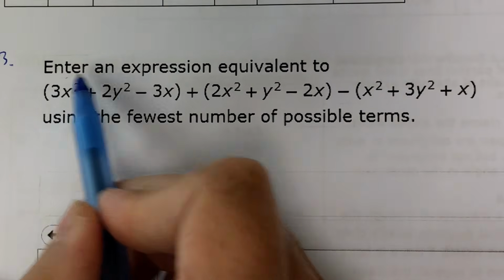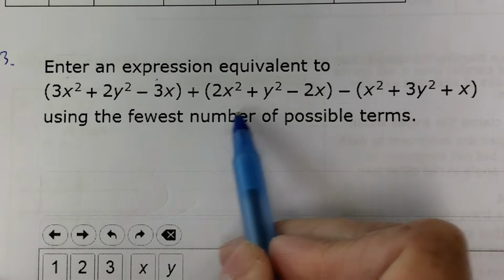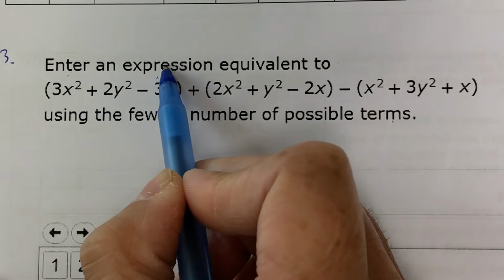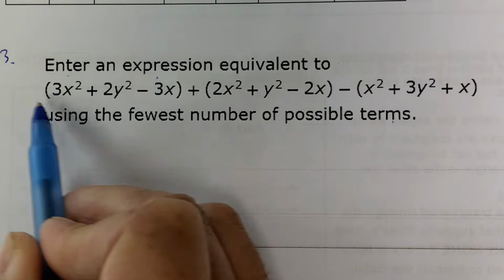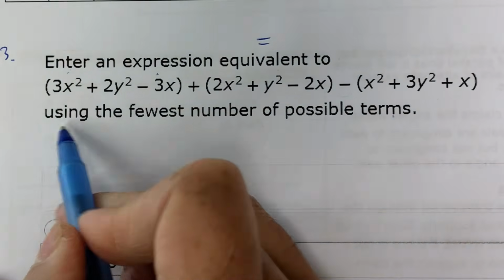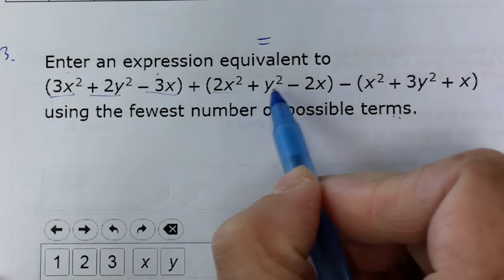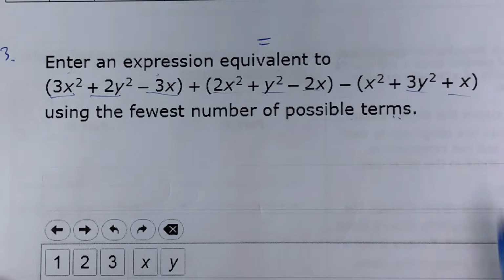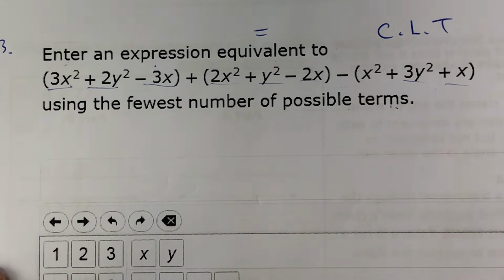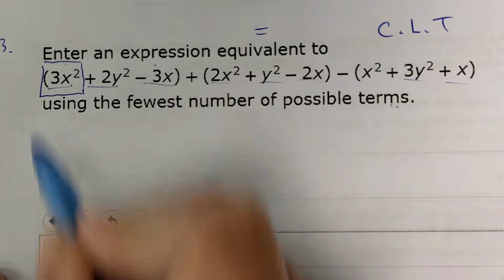All right, question number 3 says, enter an expression equivalent to all of this using the fewest number of possible terms. Enter an expression. This has no equal sign, that's why it's called an expression. Equivalent means equals to. And it says using the fewest number of possible terms. So this is a term, this is a term, this is a term, and so on. I think they're just telling us to do something like combining like terms. Notice the ones I put in boxes here.